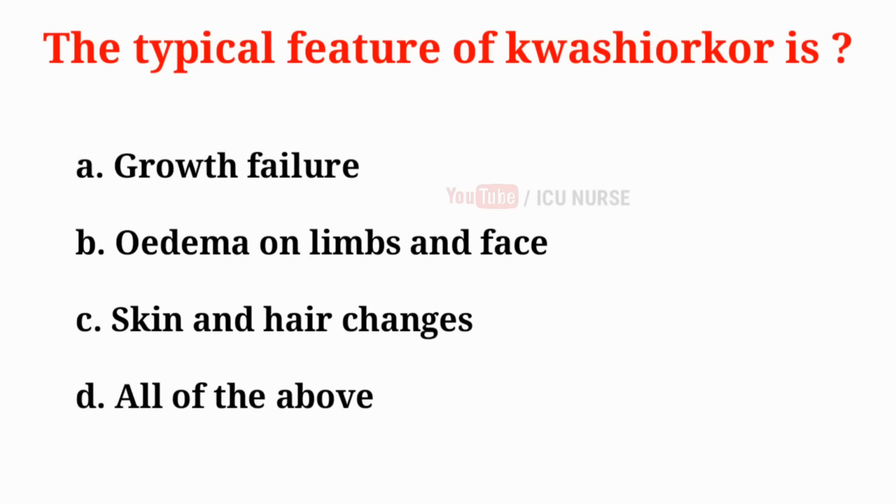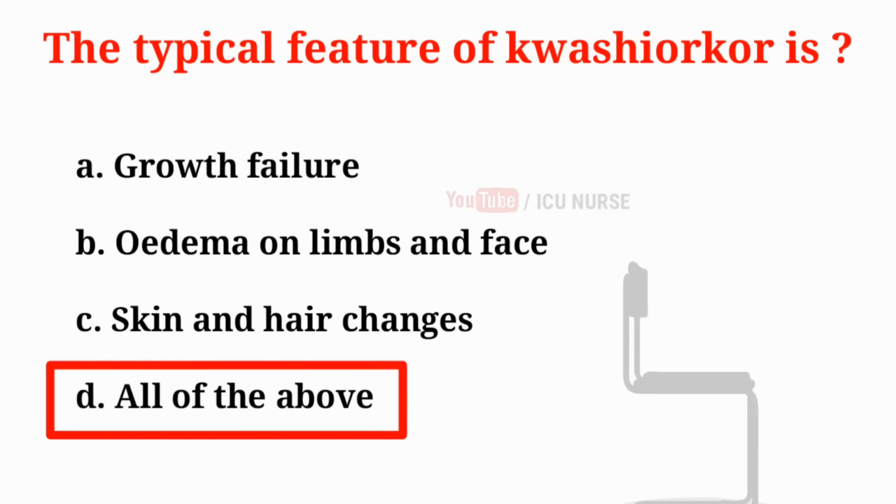The typical feature of kwashiorkor is: A. Growth failure, B. Edema on limbs and face, C. Skin and hair changes, D. All of the above. And the correct answer is D. All of the above.